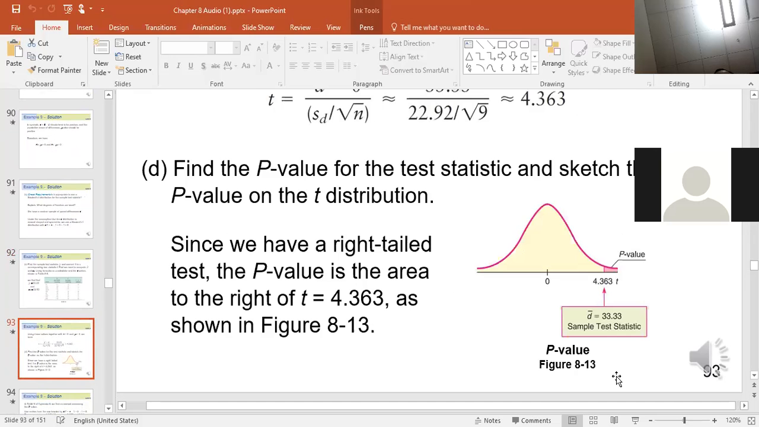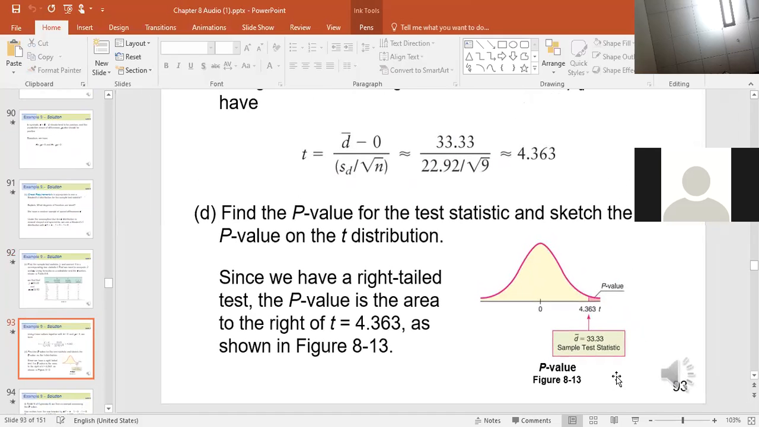So if you have completed your test, can you tell us what the test value is? Give us the test value you have from Excel. 4.36 is the test statistic. We call it test value or test statistic.